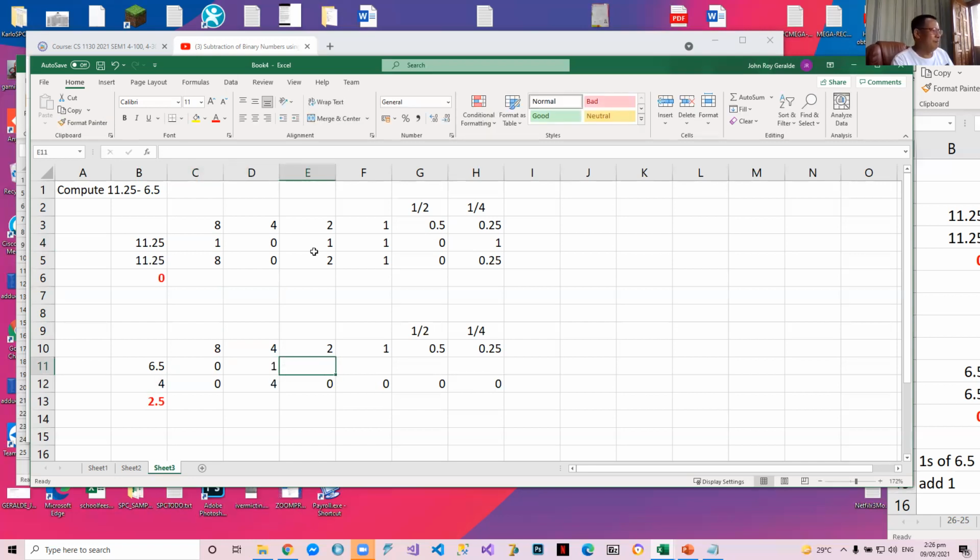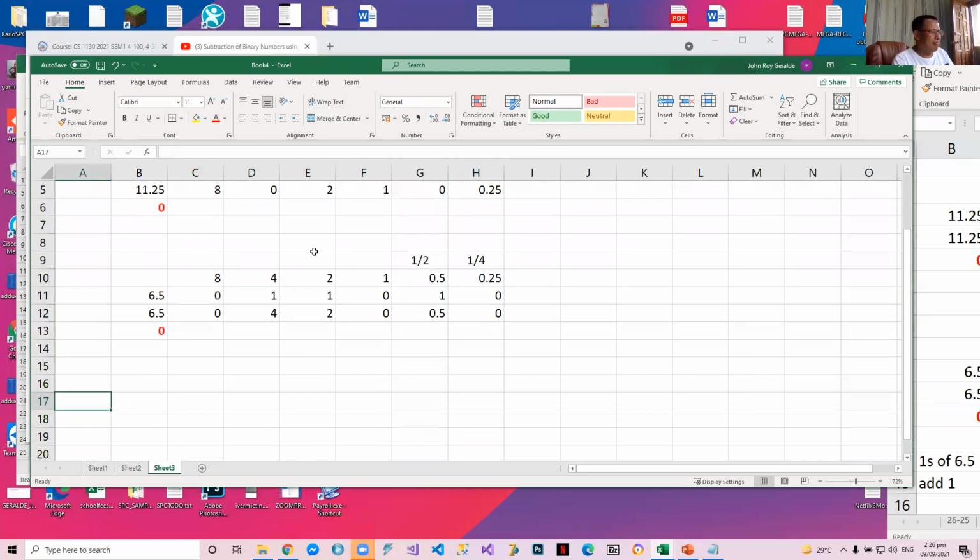So we have a 4, we have a 2, we have a 0.5, so we'll have this, and then we have this. We also need this 0. Do you follow? We also need this 0. Okay. What's the 1's complement of 6.5? Okay, so this 0 is included: 0, 0, 1, 0, 1. You follow? And then we add 1 to the last.